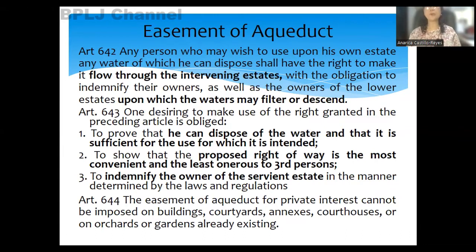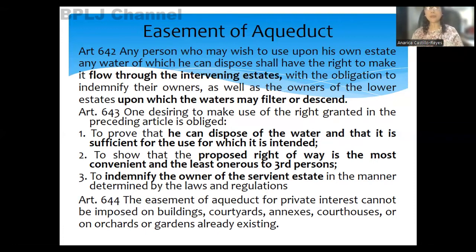Okay. Now, what are the requisites for Article 643 or the easement of aqueduct to apply? First, he must prove that he can dispose of the water and that it is sufficient for the use for which it is intended. Number two, to show that the proposed right of way is the most convenient and the least onerous to third persons. And third, to indemnify the owner of the servient estate in the manner determined by laws and regulations. Normally, the easement of aqueduct is used for agricultural purposes, to make the waters flow through intervening estates in order to reach the dominant estate.